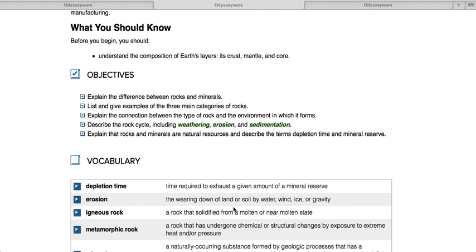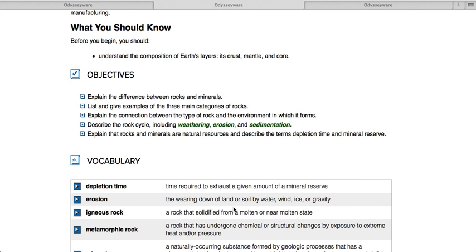So obviously, this section of environmental science really wants you to be able to explain the difference between rocks and minerals. Okay, being able to give examples of the categories of rocks, that being igneous, sedimentary, and metamorphic. Can you explain connections that occur between the type of rock and the environment in which it forms? Being able to describe the rock cycle, and then explain that rocks and minerals are natural resources, and describe in terms of depletion and time the mineral reserve that is available.